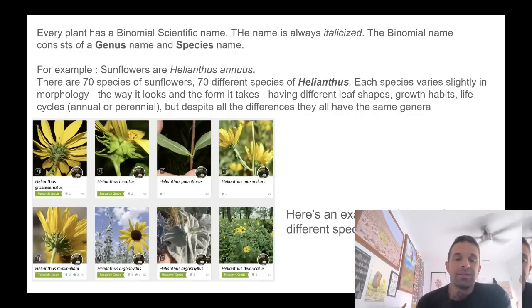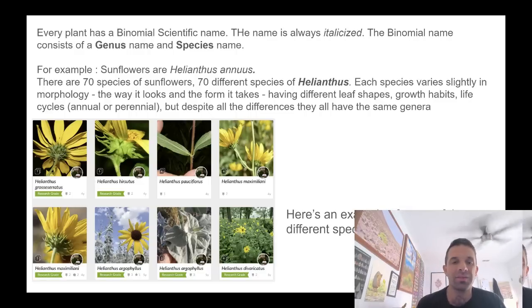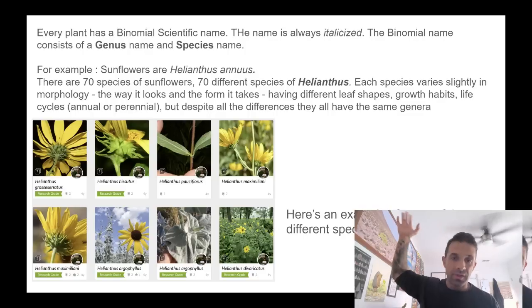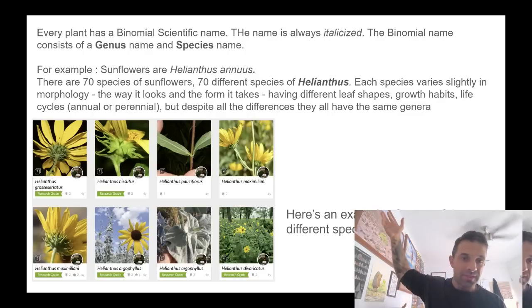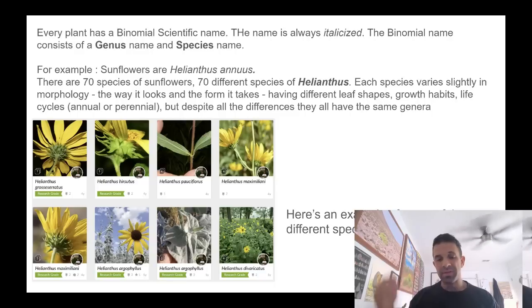So there are 70 species of sunflowers, 70 different species of Helianthus. Each species varies slightly in morphology. That's the way that it looks and the form that it takes, having different leaf shapes, growth habits, life cycles. Annual, only lives one season. Perennial, it comes back. Herbaceous perennials: the roots stay alive, the tops grow and die in the fall after the season's over, it goes dormant for winter, but the root's still alive, then it sprouts again next year. Herbaceous perennial, versus an annual.